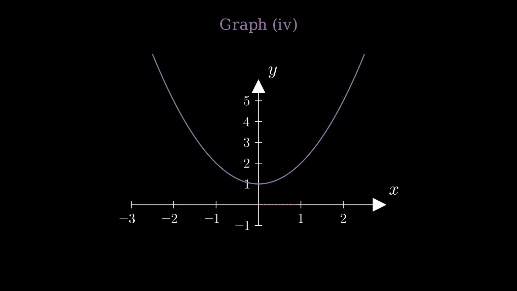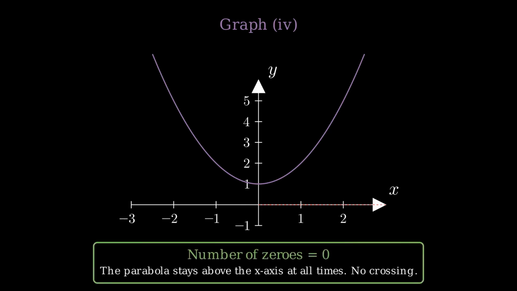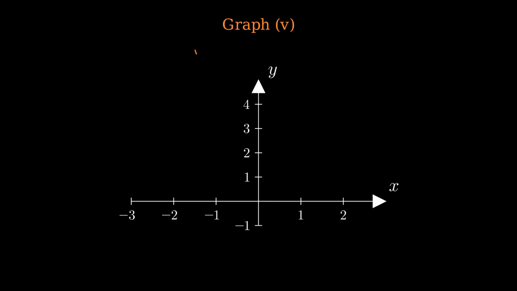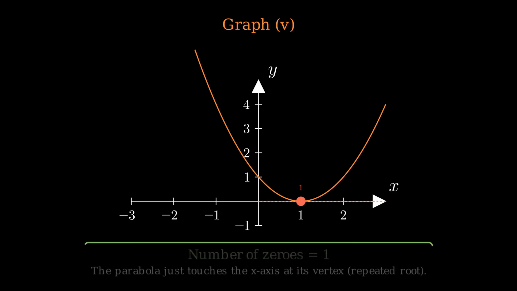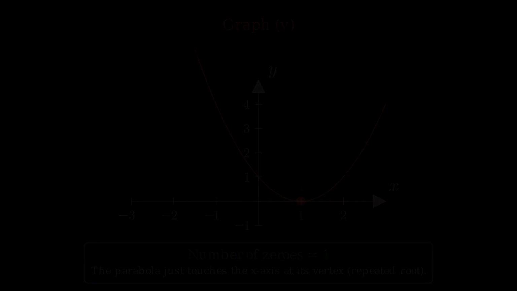Graph 4 shows a parabola that opens upward and sits entirely above the x-axis. Like Graph 1, it never makes contact with the x-axis. The number of zeros is 0. Graph 5 shows a parabola whose lowest point, the vertex, sits exactly on the x-axis. The parabola touches the x-axis at this single vertex point and immediately curves back up without crossing. This is a repeated zero, also called a zero of multiplicity 2. The number of zeros is 1.